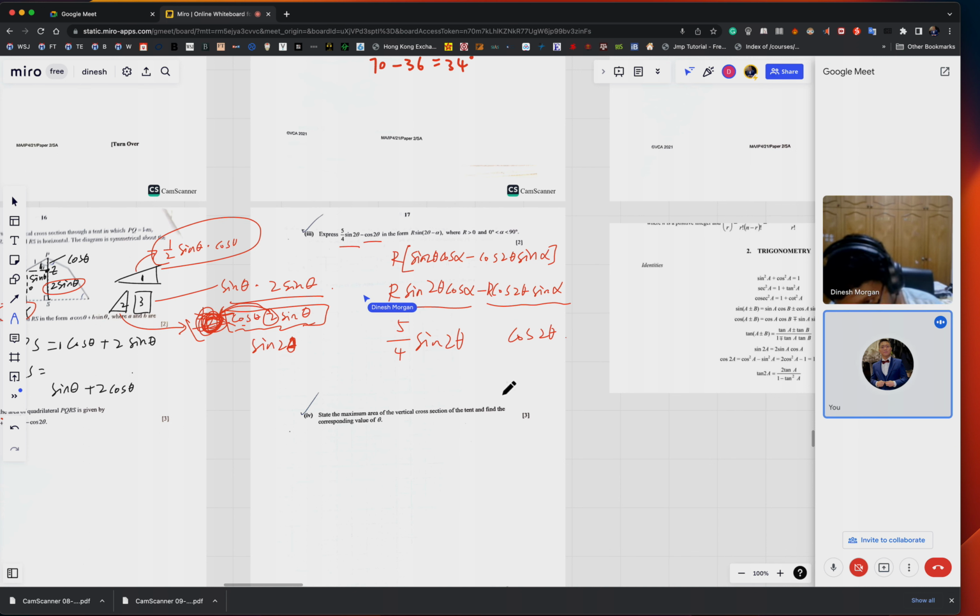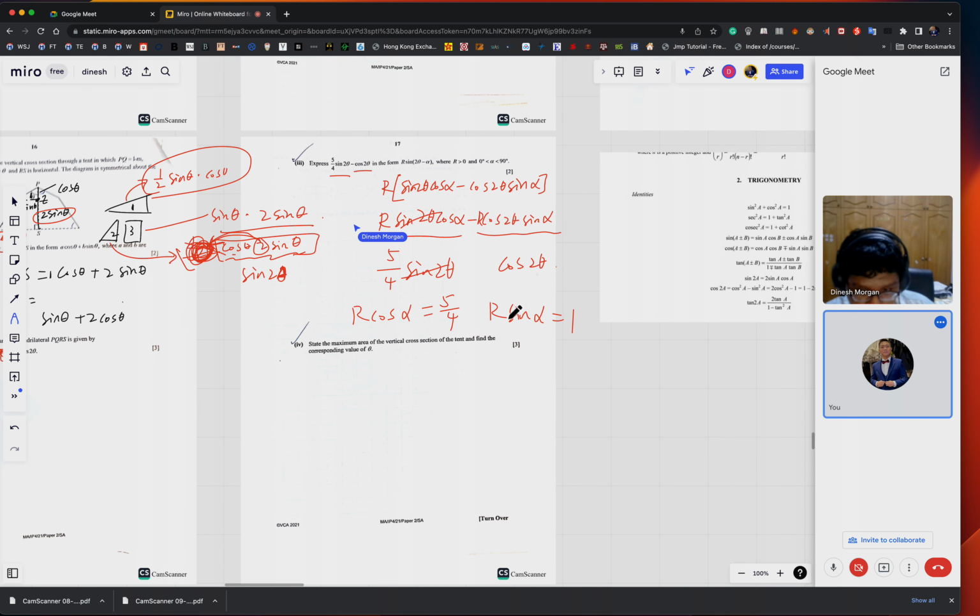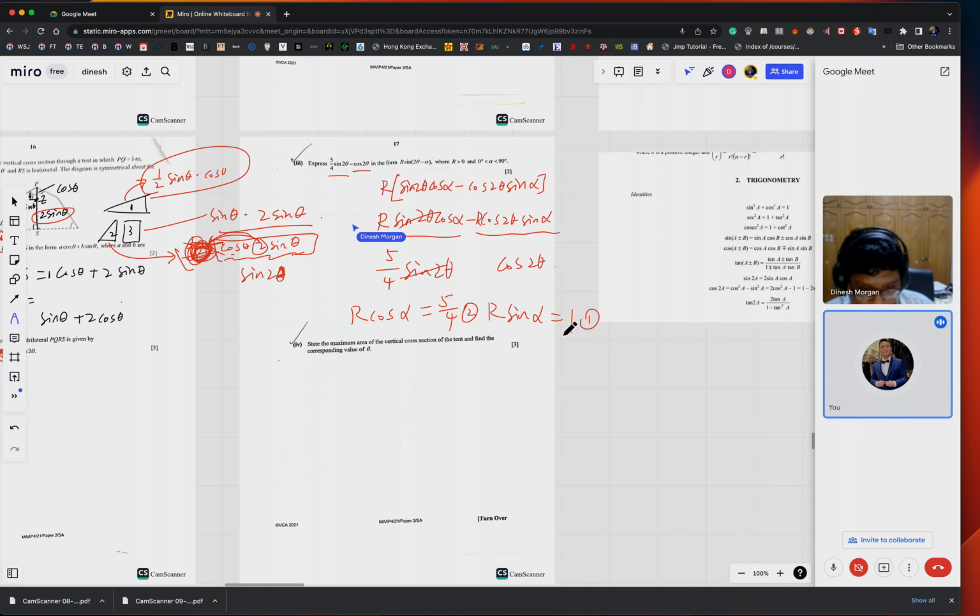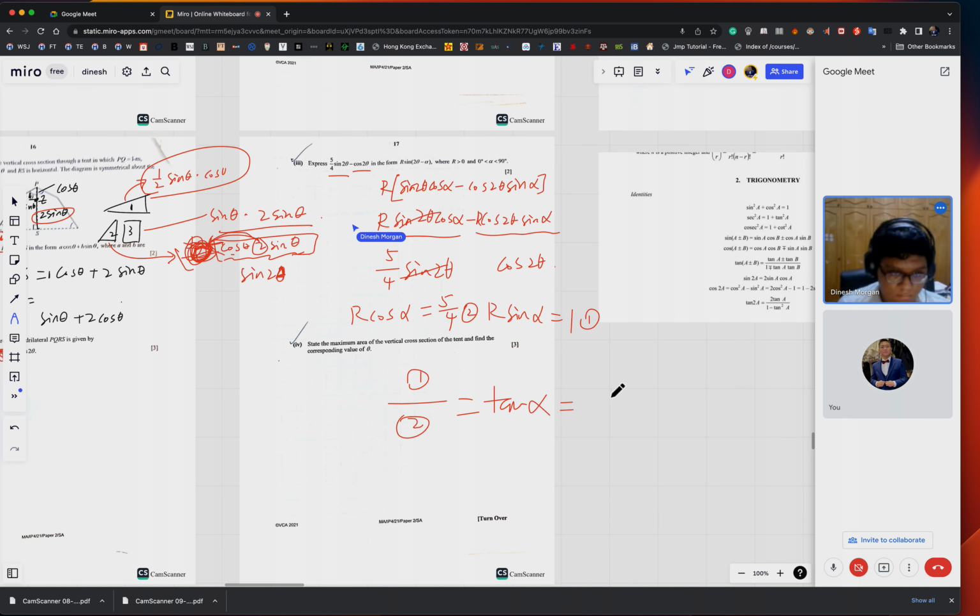So if you compare, basically your R sine alpha is 1, right? Then if you compare, this is gone, so your R cosine alpha is equal to 5/4. Okay, good. So you just take this: if this is my 1, this is my 2, I use 1 divided by 2 to get tangent alpha. So alpha equals, I just flip it, yep, good. So that's how I get my alpha.